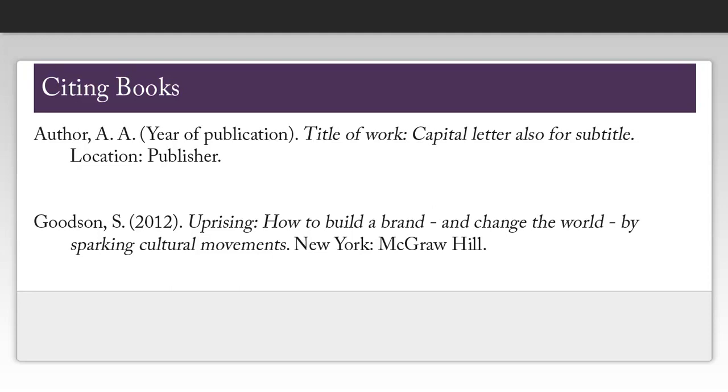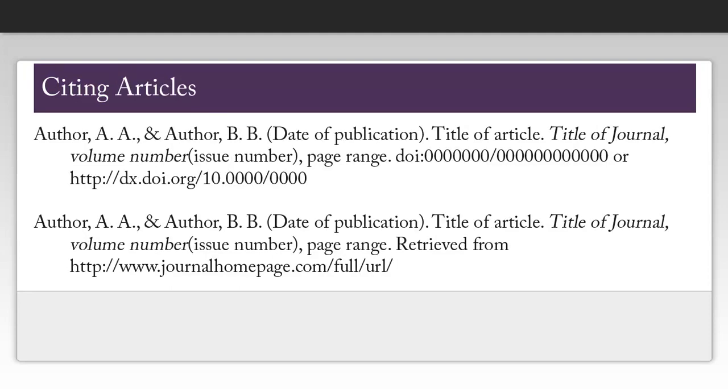Citing articles is similar to citing books, except you need a little bit more information. In addition to the author and the date of publication, you have to get the article title, the journal title, the volume and issue number if applicable, the page range of the article, and either the digital object identifier, known as the DOI, or the journal's homepage. This is not the same as the URL where you found the article. It is actually the website for the journal that published the article.